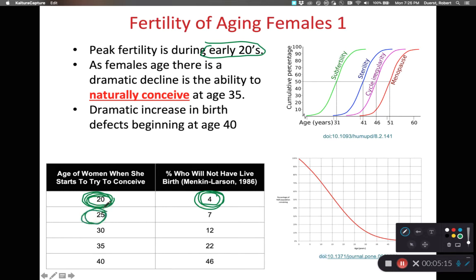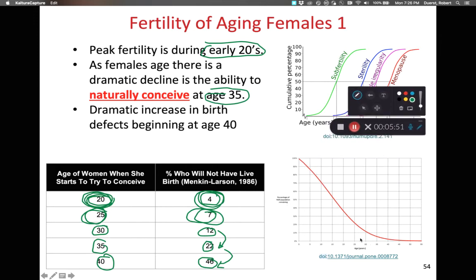And at age 25, we're looking at only 7% of females not being able to conceive when they are trying to conceive. But then look at ages 30 to 35. From ages 30 to 35, we had a 10% jump in the percentage of women who are unable to conceive. And from age 35 to age 40, we have a 23% jump. So generally speaking, at about the age of 35, there's a dramatic decline in female fertility.